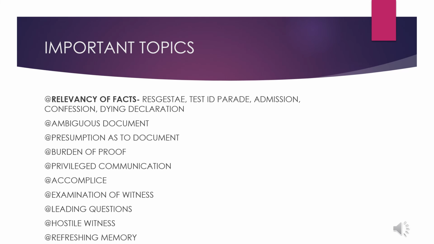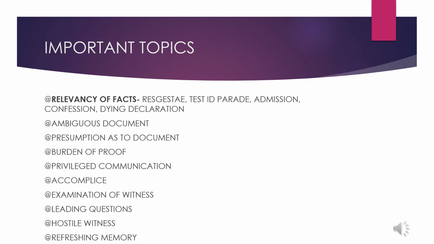Some important topics. The relevancy of facts. That is part one, which is the most important, where you have a lot of concepts. Some of them are res gestae, test identification parade, admission, confession, and so on. Res gestae is nothing but the happening of things in the course of an event. Like when you see a murder, the murderer buys a knife, where he buys the knife, how he used it, where he traveled, everything becomes a part of the event. So all those things are helpful to establish a fact.